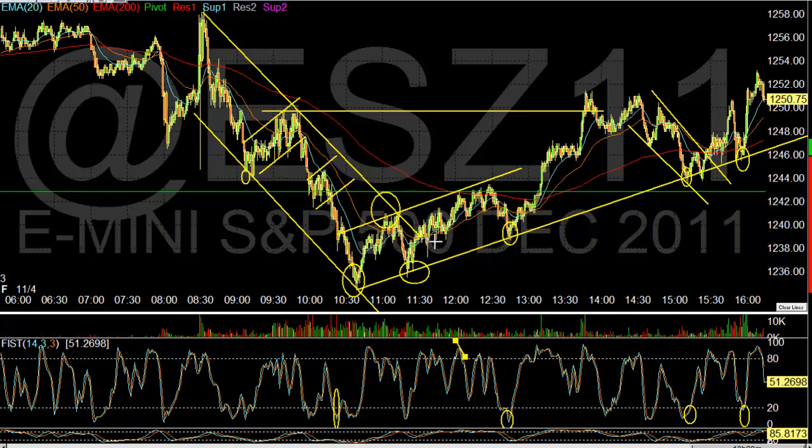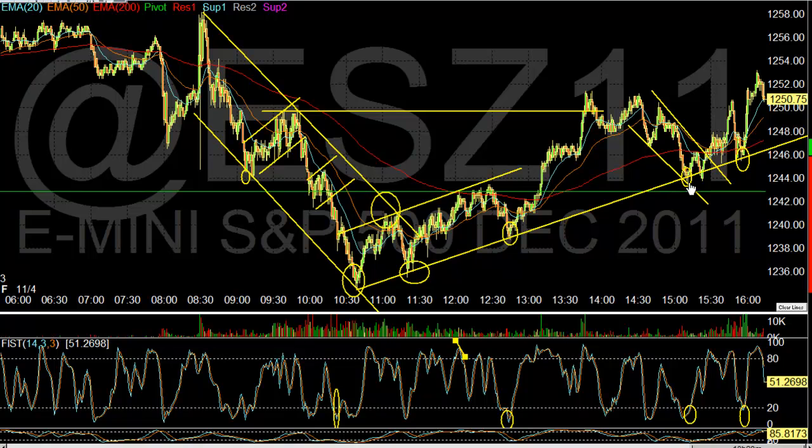Stochastics. 2. Recognizable pattern because of the 1, 2, 3 pattern. 3. Any moving averages or anything? No. Support? No. So it's a 3 out of 5, which makes it a high probability setup. You need to take that trade, and you need to just wait for the next setup that comes along.